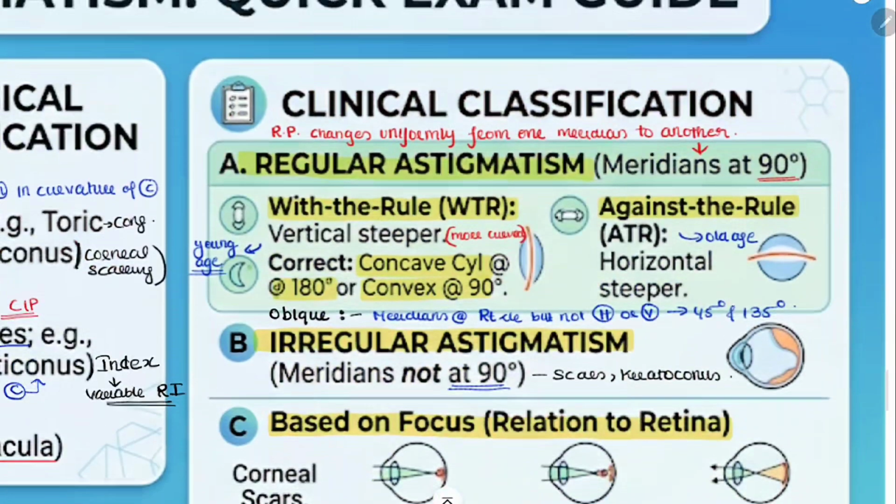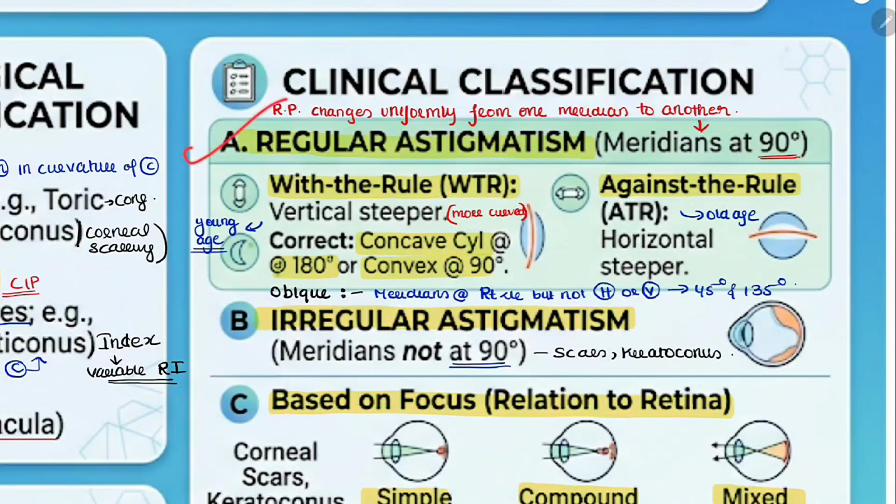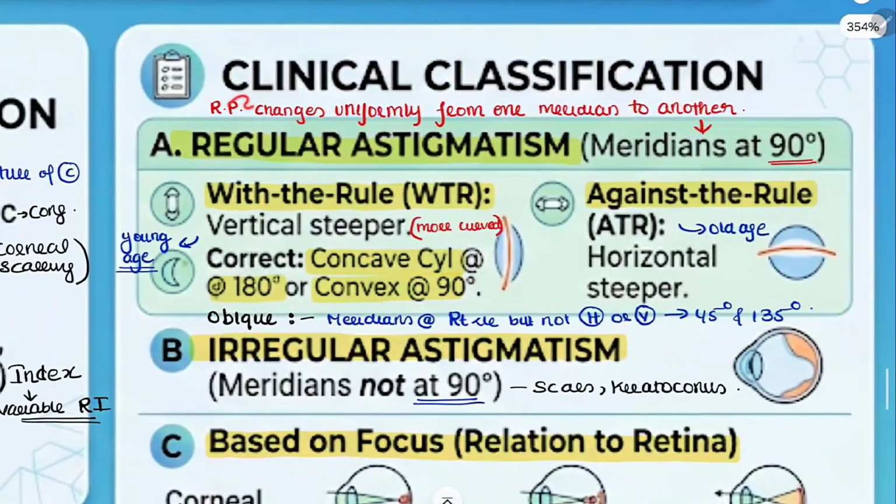Now coming to the clinical classification of astigmatism. The clinical classification can be regular astigmatism and irregular astigmatism, based on the focus. Regular astigmatism means the refractive power changes uniformly from one meridian to another meridian, and the meridians are at 90 degrees. So the horizontal meridian and the vertical meridian are at 90 degrees, and there the refractive power changes uniformly from one meridian to another.